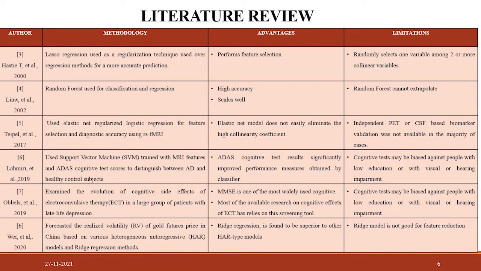This is the literature review conducted as part of this work, and these are some of the papers that are being considered. The first paper makes use of the lasso regression model as a regularization technique. It provides very accurate prediction of this disease, and it is very good in feature selection. But the limitation of this work is that it randomly selects one variable among two or more collinear variables.